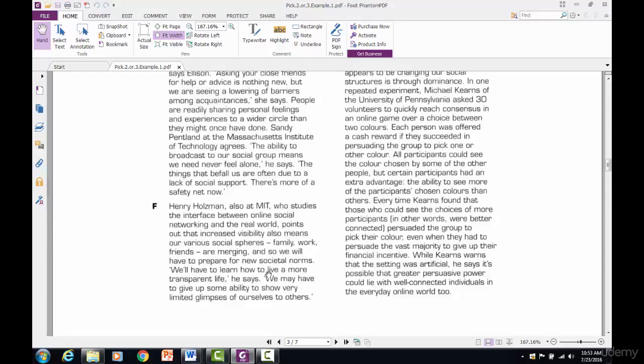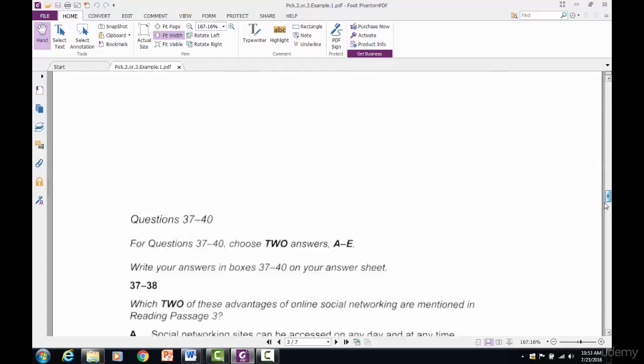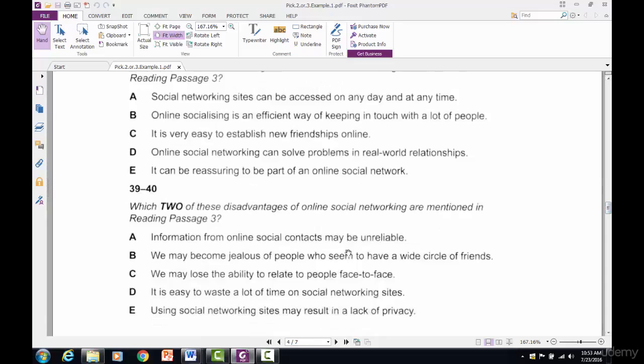And so that's why for number 39 and number 40, the correct answer choices were letters A and E. Letter A and letter E are the correct answer choices. Okay, so that's an example of how we do that really challenging pick two or three from a list question. It's a real challenge.